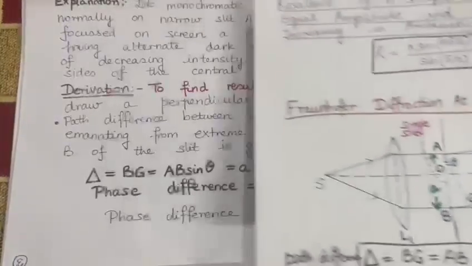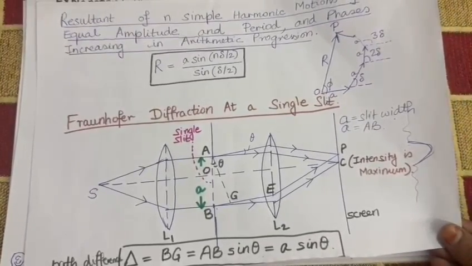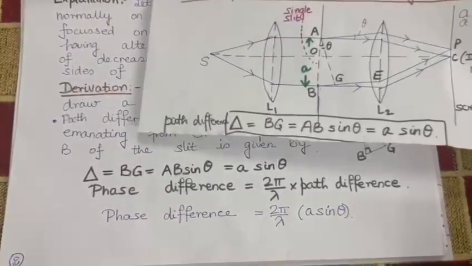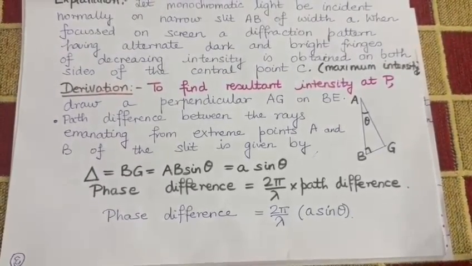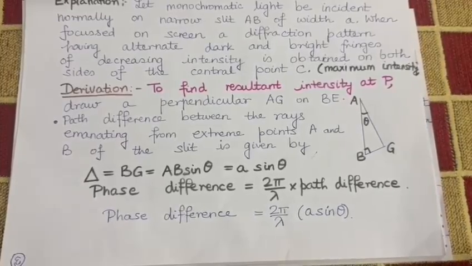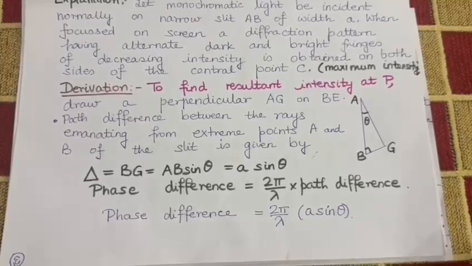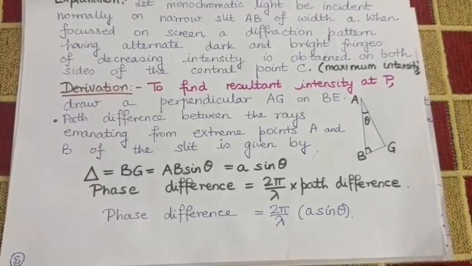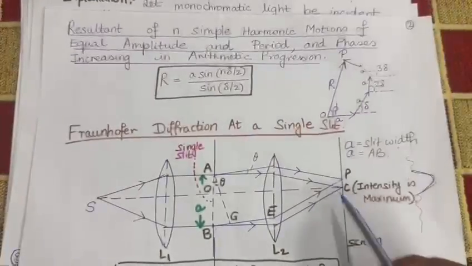You can also write a very short explanation of this diagram for your exams. You can say that monochromatic light is incident normally on a narrow slit AB of width a and focused on a screen, giving a diffraction pattern having alternate bright and dark fringes. Now we have to derive an expression for the resultant intensity at P. What is the resultant intensity going to be?